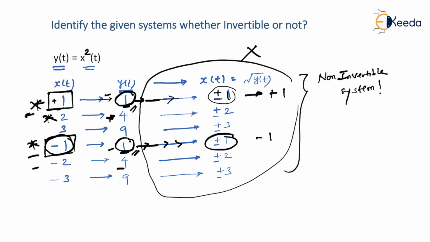So what is meant by invertible system? Invertible system is that system which produces distinct output for distinct input. Am I right? So outputs are never going to repeat. The moment you change the input, output will be different, right? So only those systems are called invertible systems. Let's see more examples, then you'll get more clarity on this.